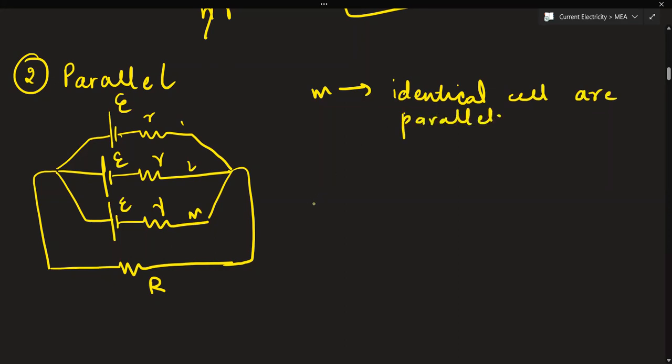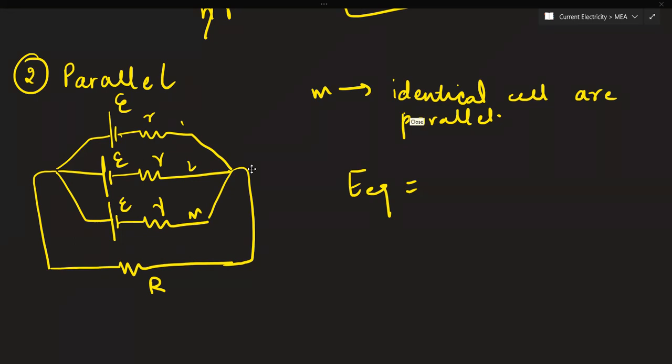Now, can anyone tell the equivalent EMF? Each cell has EMF E, and m number of rows are there. Can you all tell me what the equivalent EMF is? Just write it in the chat box. E plus E plus E. So what will it be, Khalid? 3E. M number of rows are there. Ma'am, nE. mE.